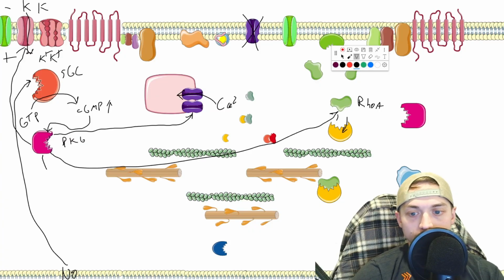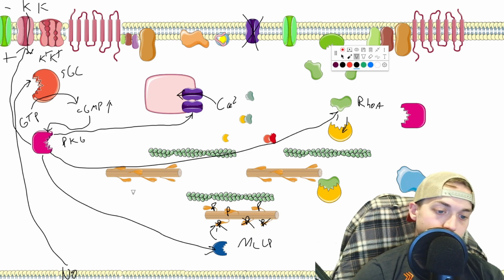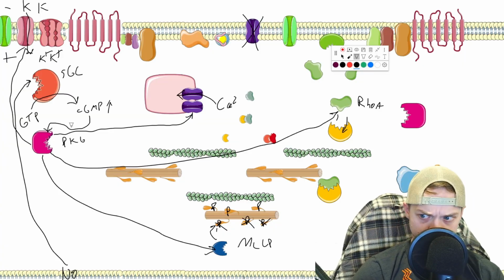And last but not least, it's going to come down here to our myosin light chain phosphatase enzyme, and it's going to phosphorylate it at a different spot. So it's actually going to activate it again. And once this is activated, all of these phosphates are going to get eaten. Okay, so this is the nitric oxide cyclic guanine monophosphate pathway.